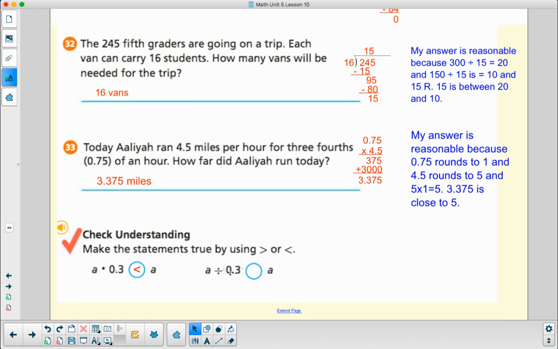A divided by 3/10 is greater than or less than A. This is taking some number A and putting it into groups of 3/10. I'm going to have more than A groups because each group is less than 1 whole. So it should be greater than A. And one thing to do would be to substitute numbers in here. Try like 6 and see what you get.